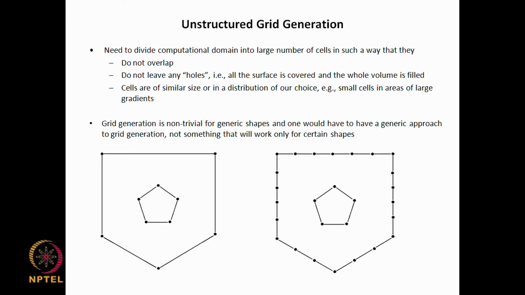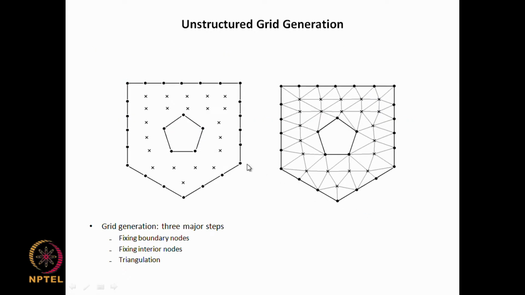Then we need to first of all see where we would like to have the boundary nodes. For example, we can put boundary nodes here over all the boundaries, and maybe on the interior also, and then we can try to put some internal nodes like this, and then we can join them to generate a grid like this.